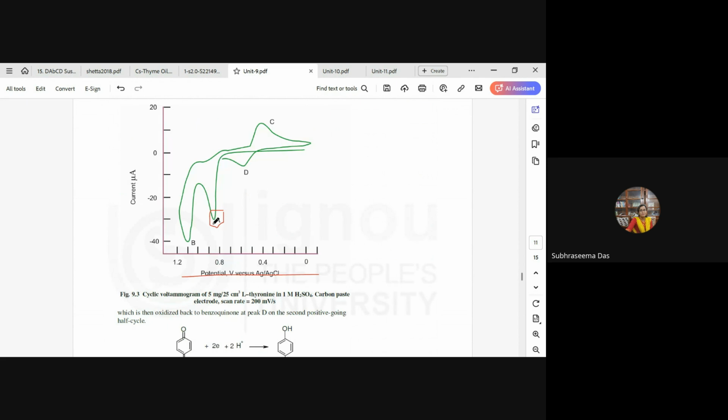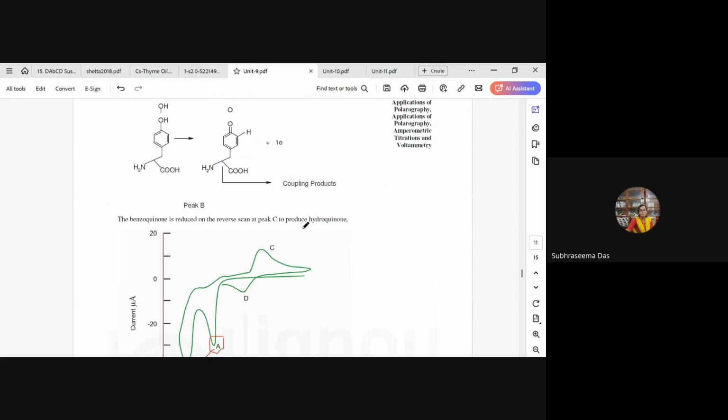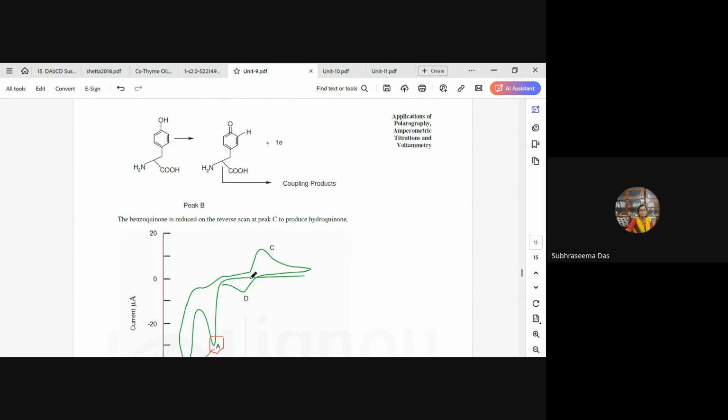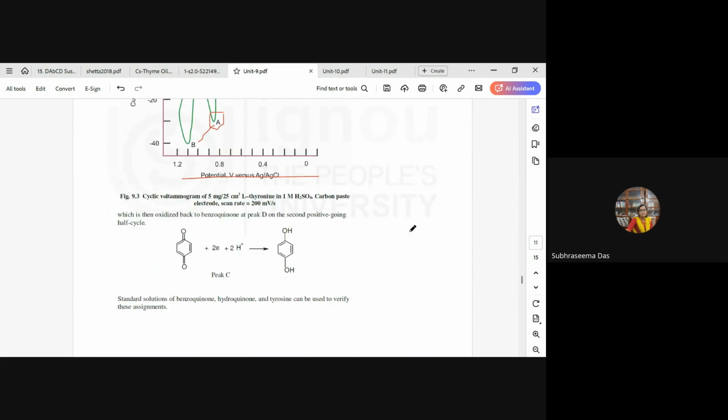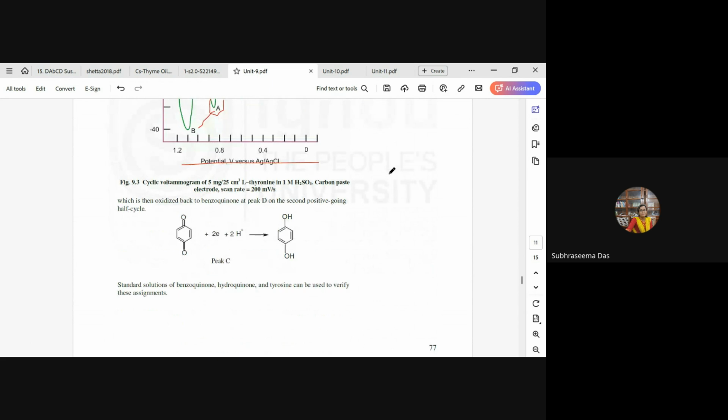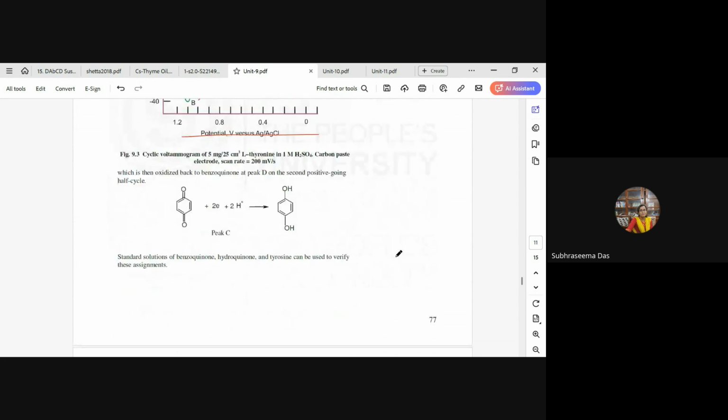So we can see here that from A it comes to peak B. The benzoquinone is reduced on the reverse scan at peak C to produce the hydroquinone, which is then again oxidized back to benzoquinone at peak D. So this is how we analyze CV data.